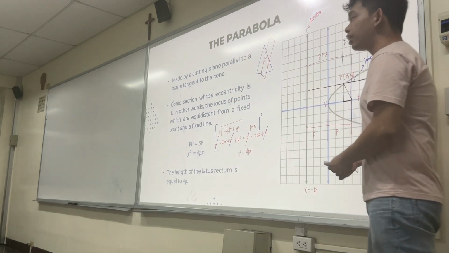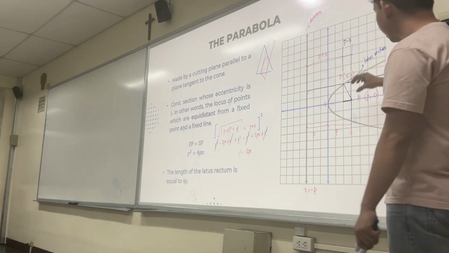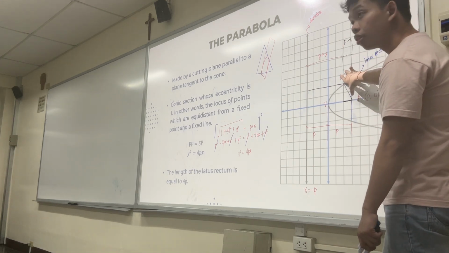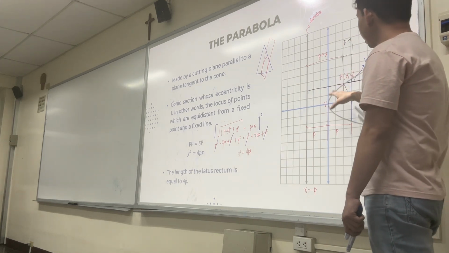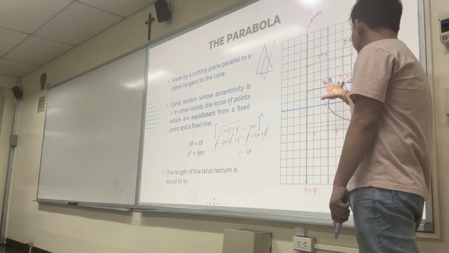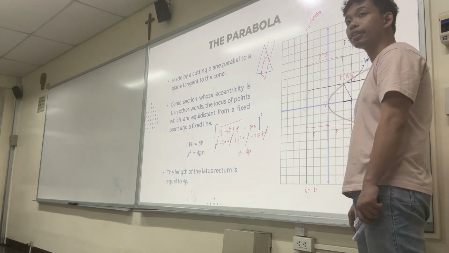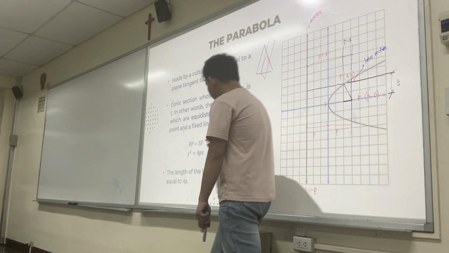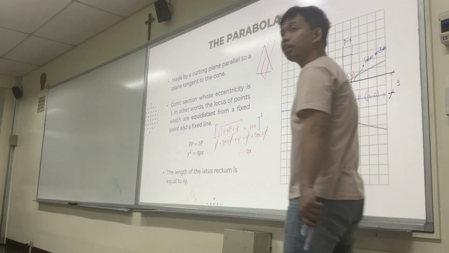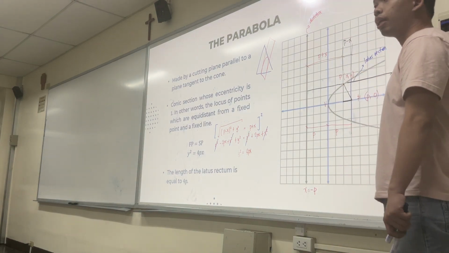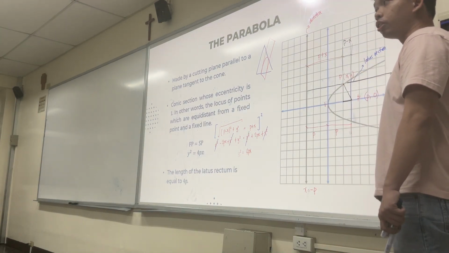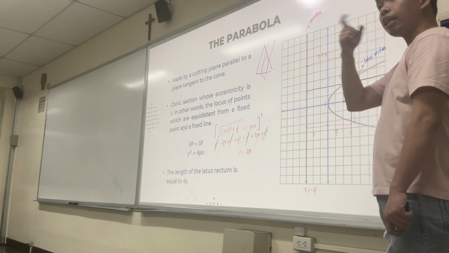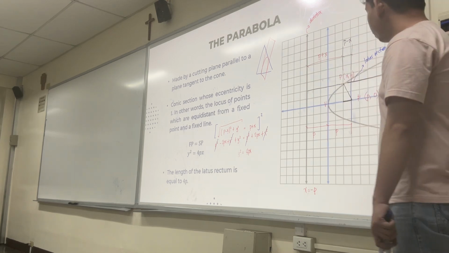So out of that definition, that the distance from your point to the focus is equal to the distance of that point to the directrix, understood? Out of that equation, or premise, we're able to get the standard equation for your parabola. Questions? None? Now remember this one.